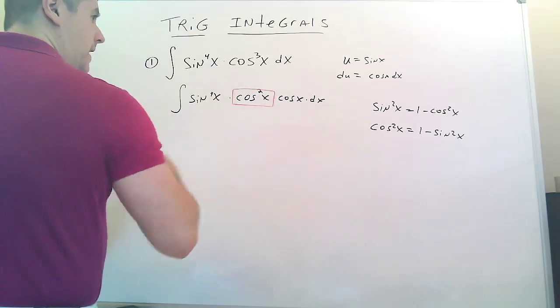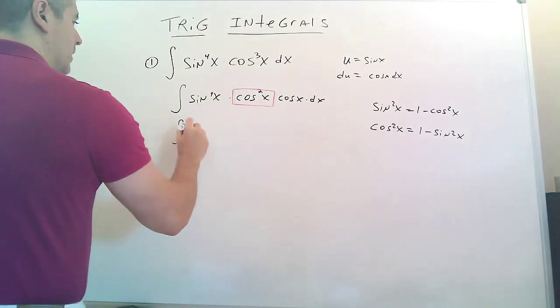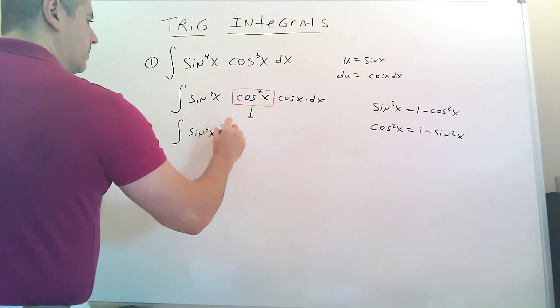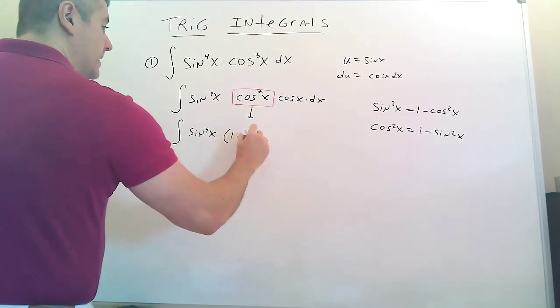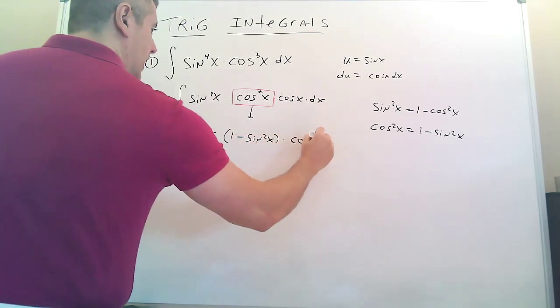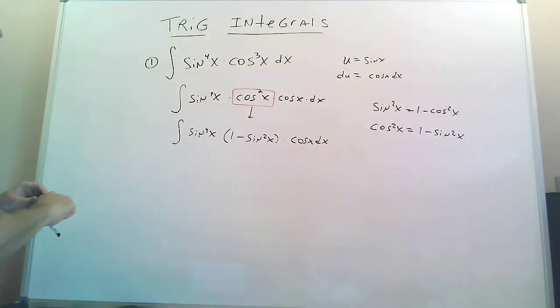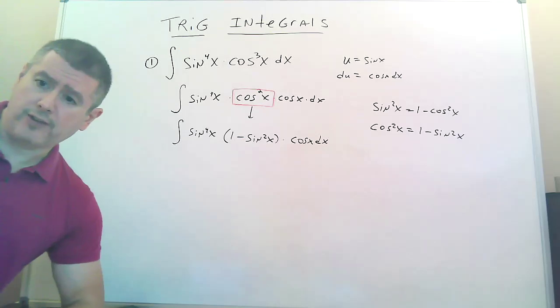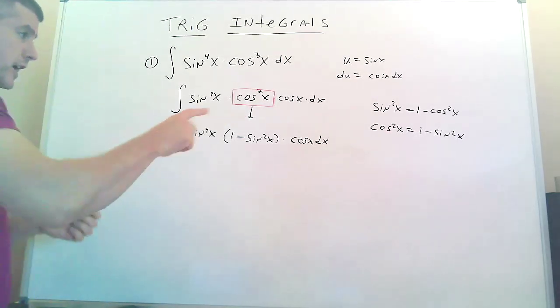So I need to use my identity where cosine squared is sine squared. So you replace cosine squared with 1 minus sine squared because that's the identity. This cos x dx is still hanging out there, right? This is only going to go away when I put my du there. So that's the first step. Split apart, replace with the trig identity.